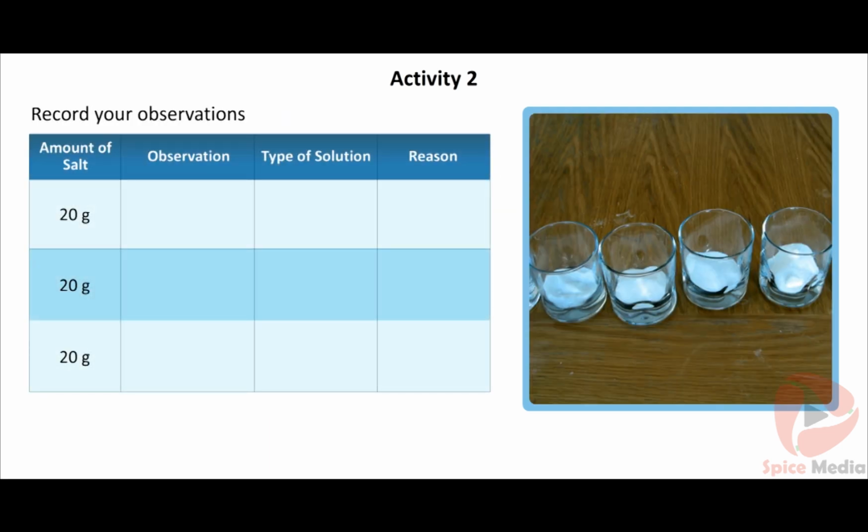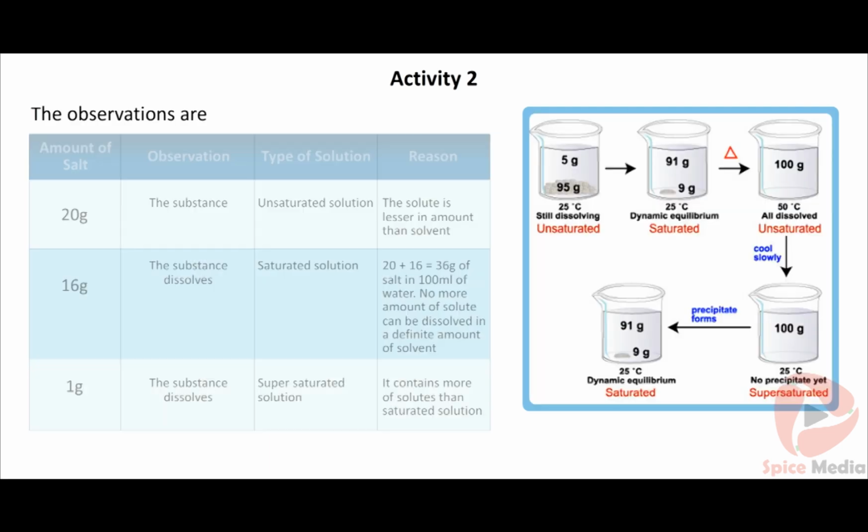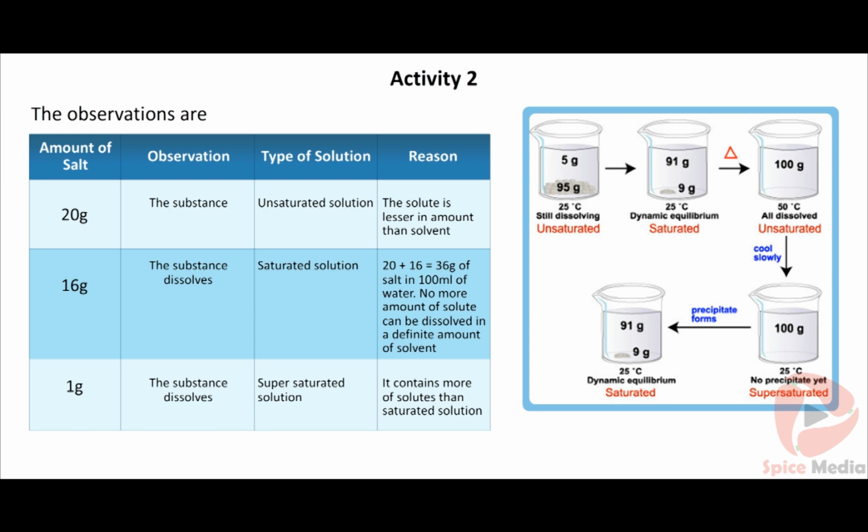Record your observations. The observations are: 20 grams. Observation: the substance dissolves. Type of solution: unsaturated solution. Reason: the solute is lesser in amount than the solvent. Amount of salt: 16 grams. Observation: the substance dissolves. Type of solution: saturated solution. Reason: 20 plus 16 is equal to 36 grams of salt in 100 ml of water. No more amount of solute can be dissolved in a definite amount of solvent.